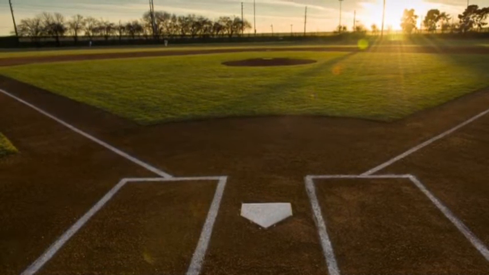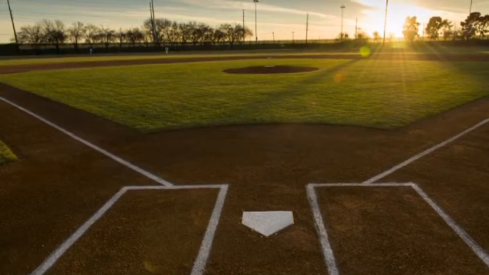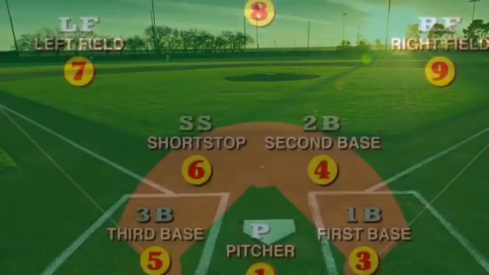Baseball is played by two teams of 9 players each. The teams take turns batting and fielding. The batting team is called the offense, and the fielding team is called the defense. Players are in a certain number order.